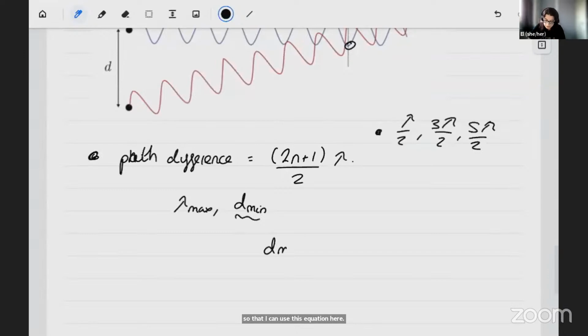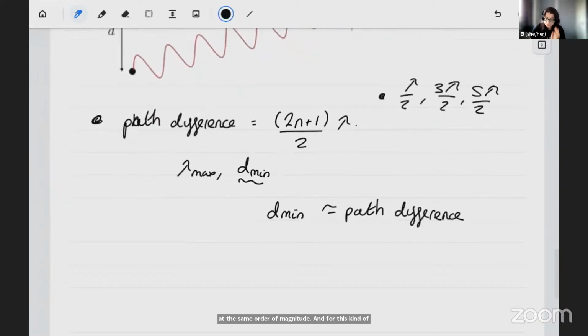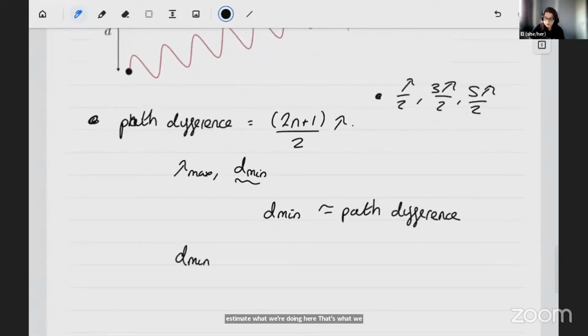So d min is going to be approximately the path difference. They're going to be of the same order of magnitude, and for this kind of estimate that we're doing here, that's what we need. So to find d min, that's going to be when the path difference is the smallest, and to get the smallest path difference, it'll be when n equals 0. So the path difference equals lambda over 2, and that gives us d min, because the path difference is going to be approximately the separation between them.